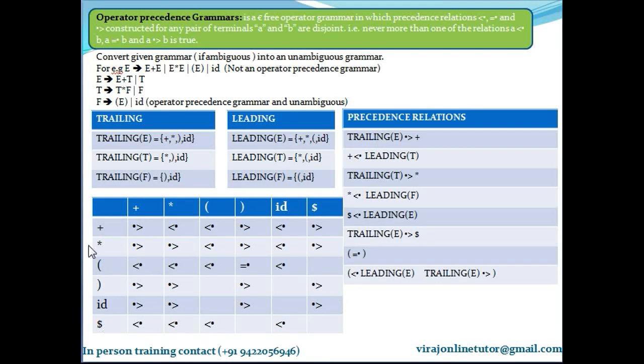So following this, the table is constructed. I have all the terminals out here and a dollar, all the terminals out here and a dollar. Just follow this and mark them. Like trailing of E is greater than plus. So what is in trailing of E? Trailing of E is this. So plus is greater than plus, asterisk is greater than plus, close bracket is greater than plus, ID is greater than plus. Similarly, for the remaining ones, mark this. Plus is less than leading of T. So where is leading of T? Here. So plus is less than asterisk, plus is less than open bracket, plus is less than ID. Similarly, this entire table will be marked if you follow only these relation rules. Clear?